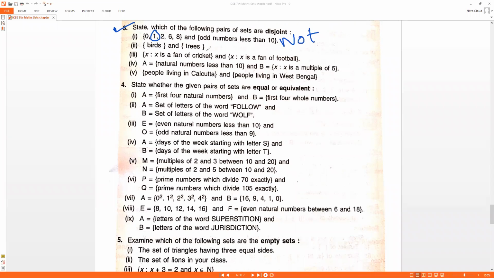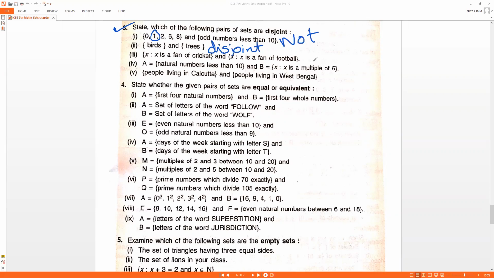What about second? It's disjoint. Yes, disjoint, because birds are separate, trees are separate. What about third? Not disjoint. X is a fan of cricket and X is a fan of football.